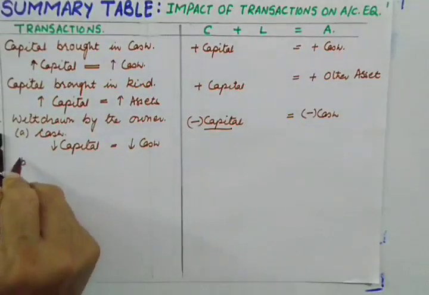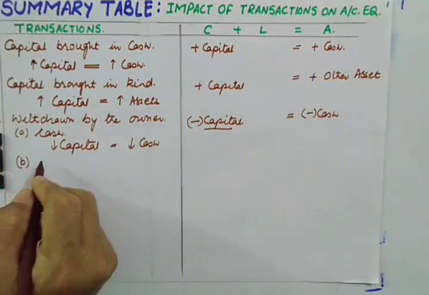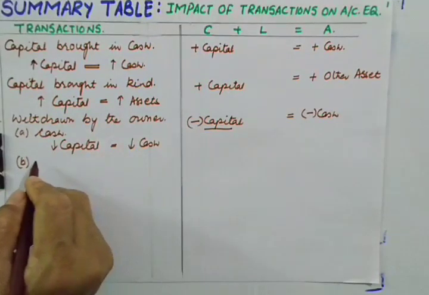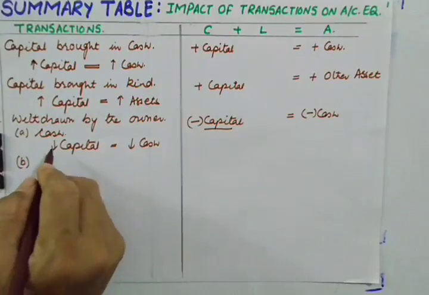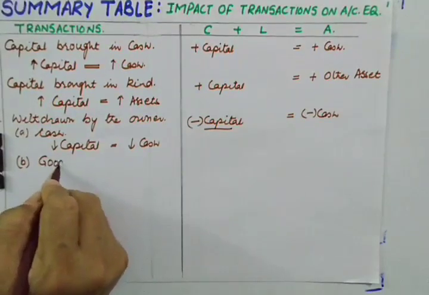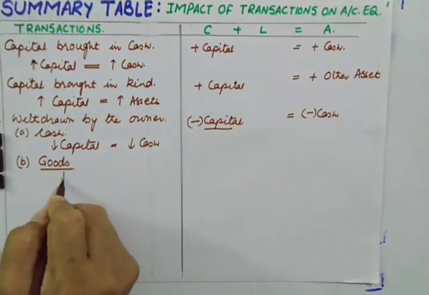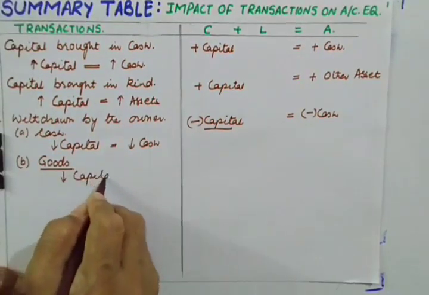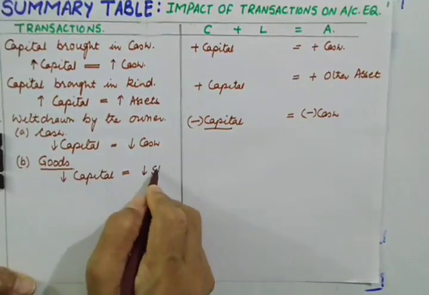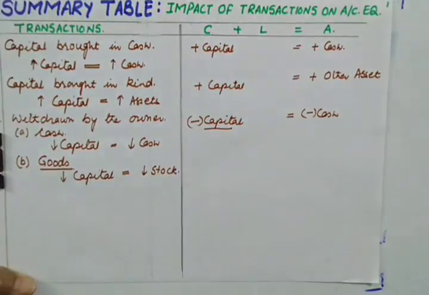And let us see if he is withdrawing in kind. Suppose he has a sweet shop, or a garment shop, and he is withdrawing goods for personal use. What will happen if he is withdrawing in goods? This will decrease capital. Yes, definitely this is going to decrease his capital, and simultaneously stock will also decrease. Let us see the examples for this.